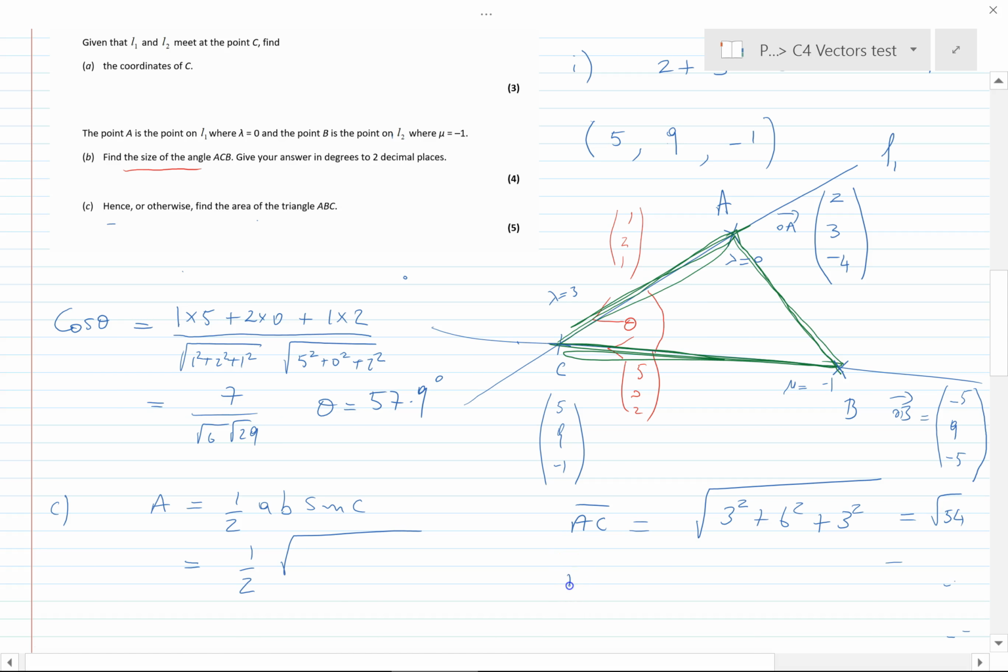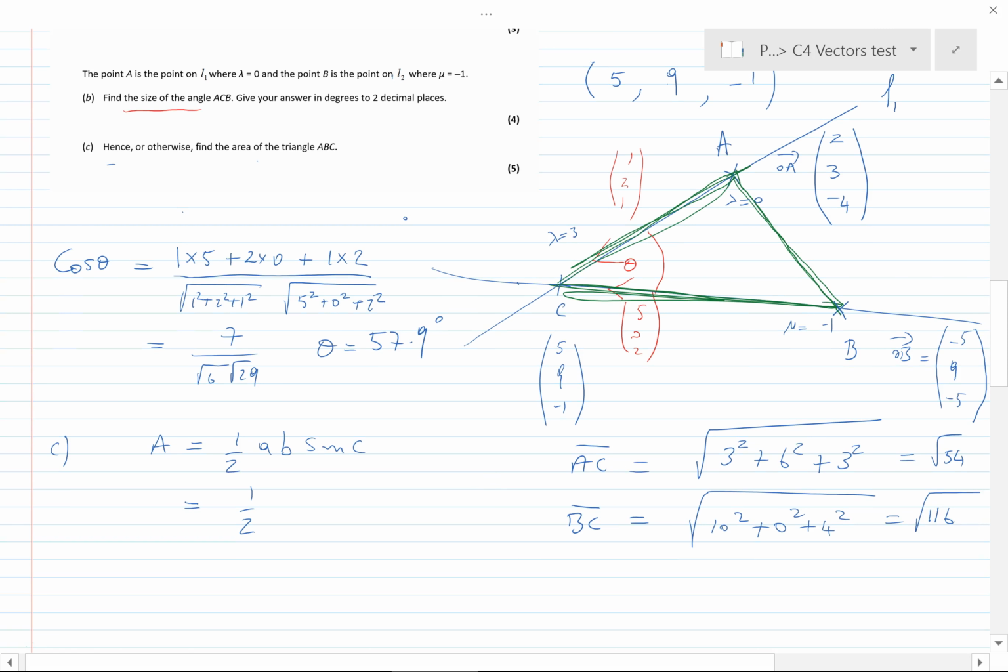And BC equals the square root of the difference in the x coordinates, which is 5 and minus 5, so that's 10 squared. The difference in the y coordinates is obviously 0 squared, and the difference in the z coordinates is 4 squared. So that's the square root of 116. So I'm going to use that. So let's put them in there.